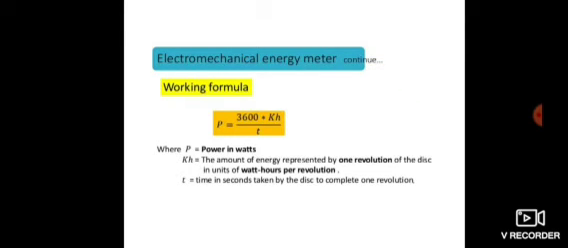The working formula for the electromechanical energy meter is P equal to 3600 into KH divided by T, where P is power in watts, KH is the amount of energy represented by one revolution of the disc in units of watt hours per revolution, and T is the time in seconds taken by the disc to complete one revolution.